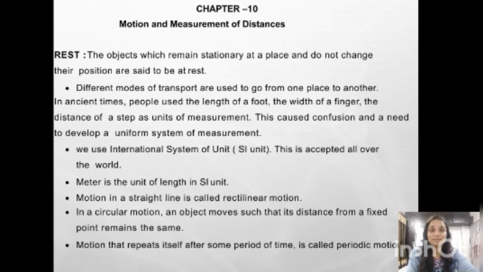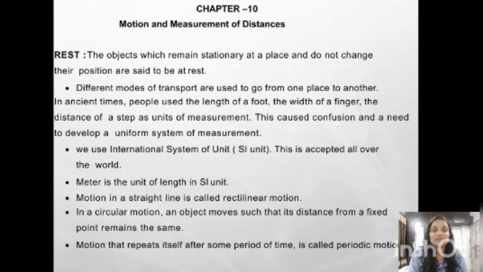Before we go on to the topic, we should see the meaning of rest position. Rest position in the sense the object is stable. Here they have given the definition: the object which remains stationary at the place and does not change its position is said to be at rest. In this position, the object is not moving from its place. It is there at its place only. So that's why the position is called rest position.